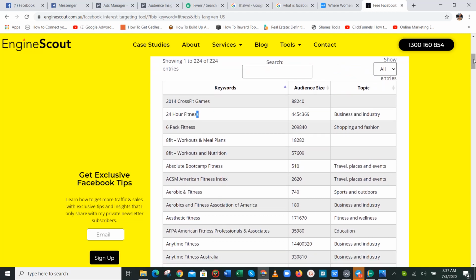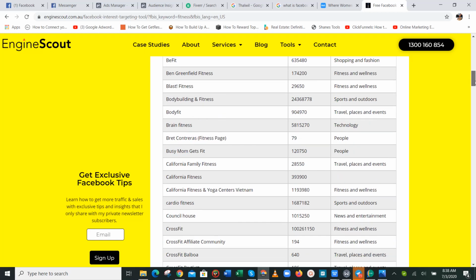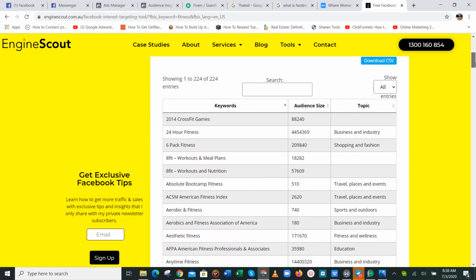Now this is the best way to choose. You always look for ones that are related to business. You see this one is business and industry, this one is shopping and fashion. People used to search for something like shopping and fashion. It has 209,840 audience size. So you can see it. This one has 4,454,000 audience size. So you choose something that's related to business and has a large audience. So let's quickly choose some here.